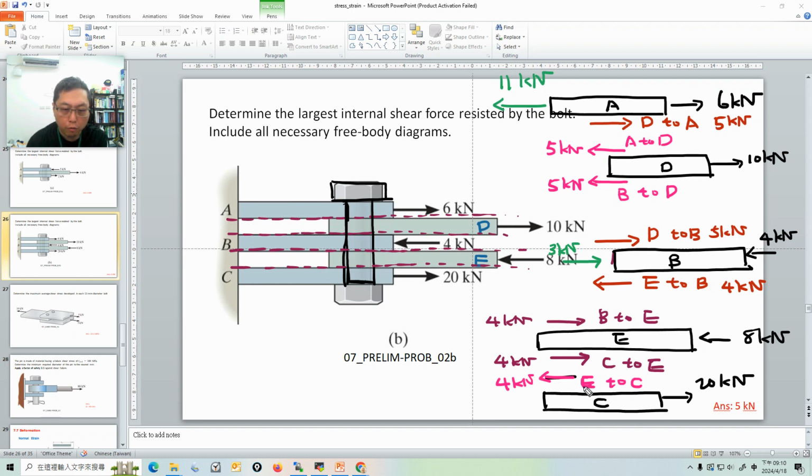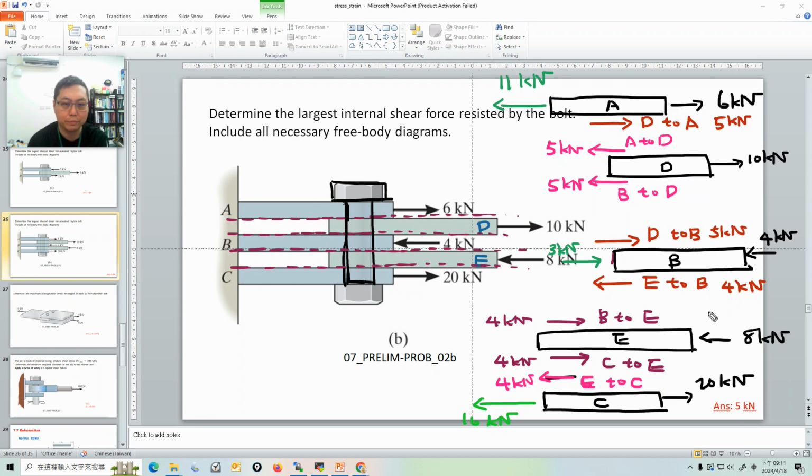Overall, is this balanced? It looks like it's not balanced, but everything is static, so there must be a force here, and it's 16 kilonewton, to make the member C static. So we have to draw all the free body diagrams out. It's a very long process: A, B, C, D, and E, five free body diagrams. But I hope you can understand and become familiar with the process.